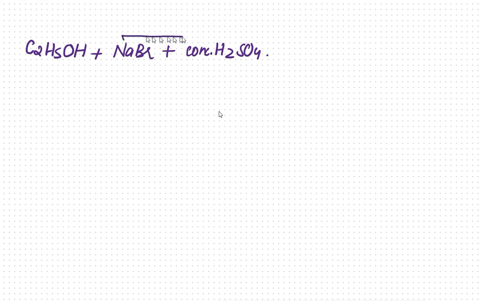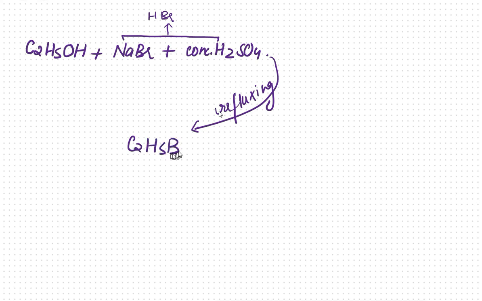Let's look at the reaction that occurs. You have C2H5OH, and you have your sodium bromide and concentrated sulfuric acid present in this part of the reaction. The concentrated sulfuric acid and sodium bromide both react to form hydrogen bromide, as simple as that, and then your hydrogen bromide reacts with C2H5OH. Another thing to note here is that refluxing occurs. After refluxing, your product is formed. Your product is your bromoalkane, C2H5Br.